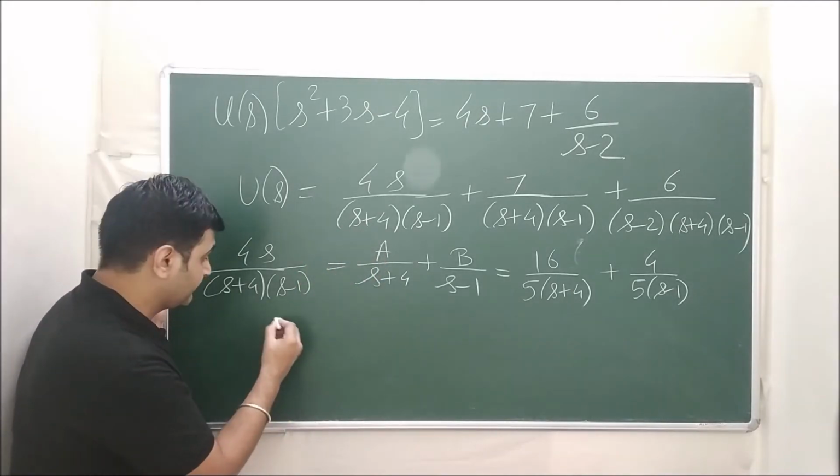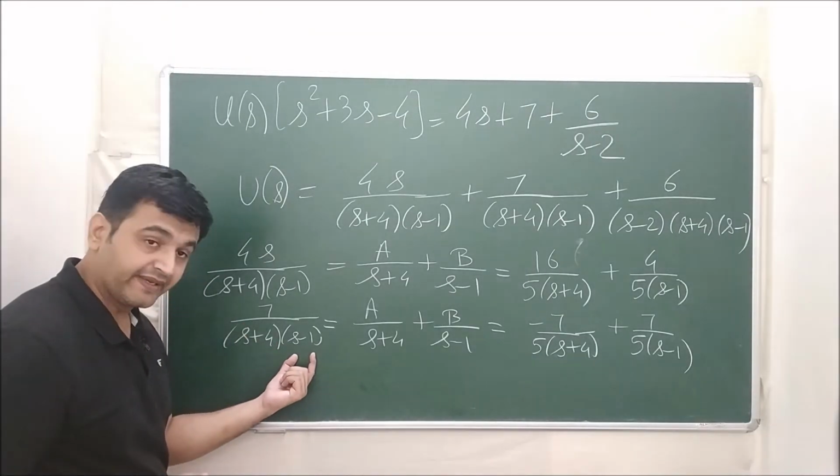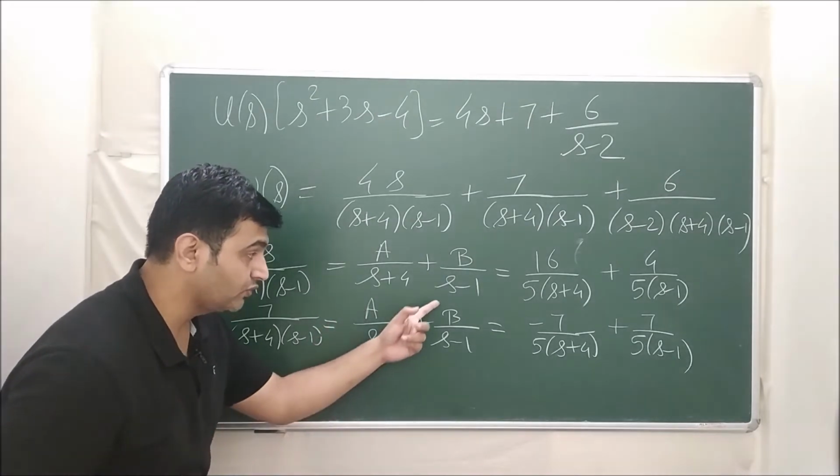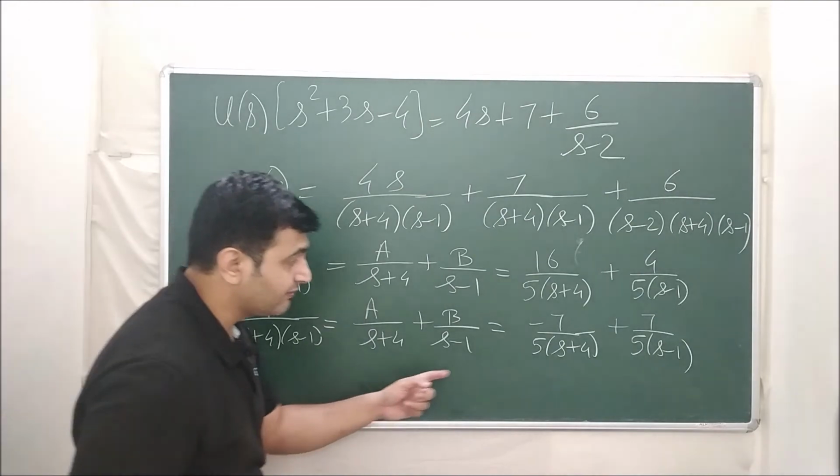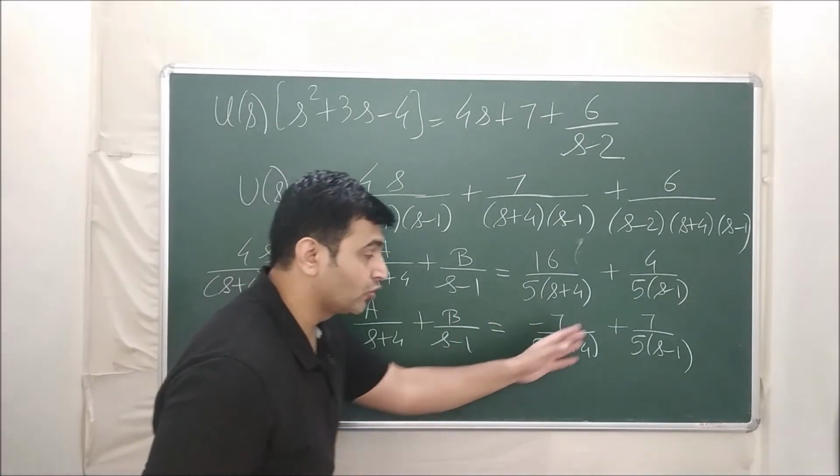Similarly, for the second term, 7 upon s plus 4 into s minus 1, you can write as A upon s plus 4 plus B upon s minus 1. You do cross multiplication, find A and B. A will come out to be minus 7 by 5, B will come out to be plus 7 by 5.